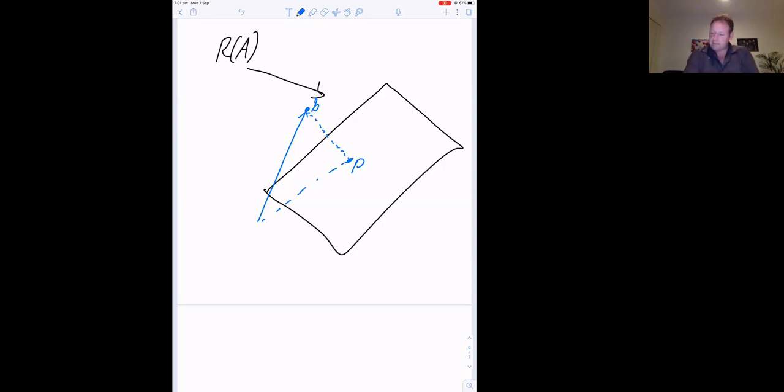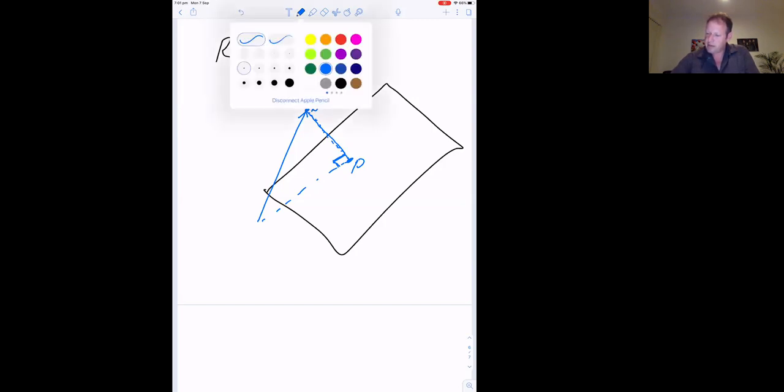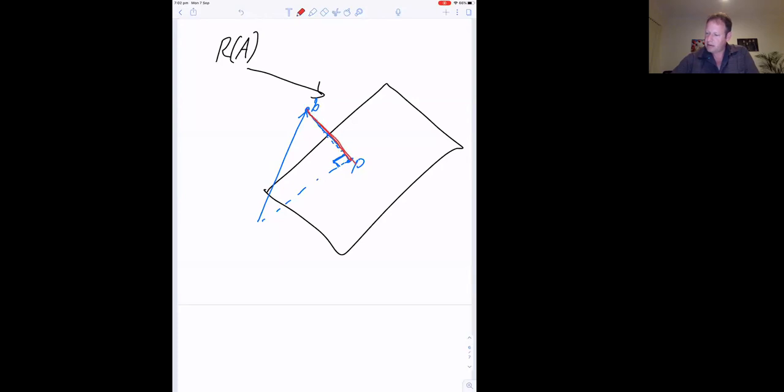So the way to describe this point is we can look at the error again. Let's call the error E, this error here, let me draw it in red. The error is a vector. It's B minus A x hat. So this point P, the projection point P, is going to be A x hat.